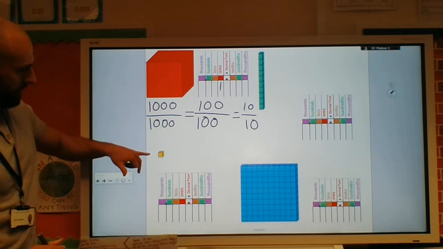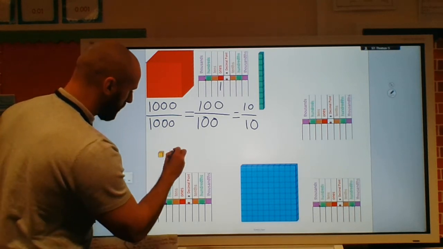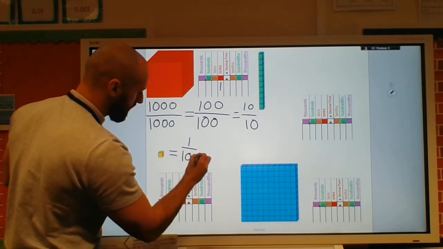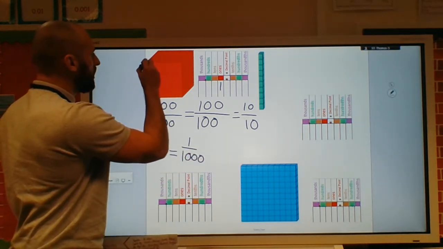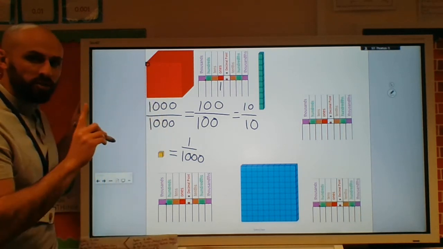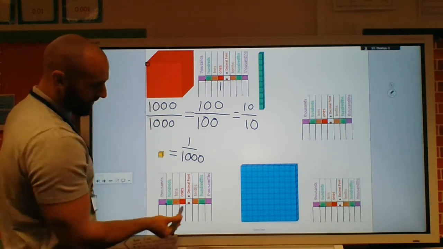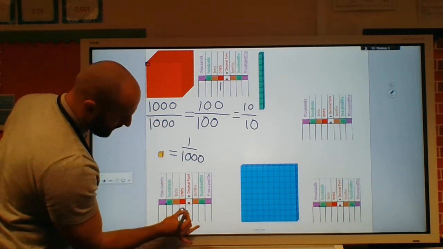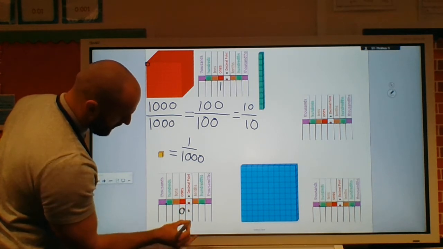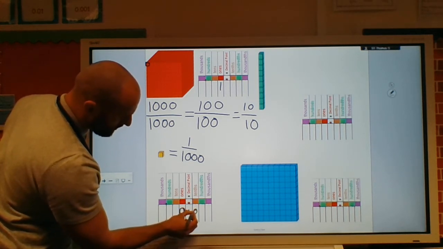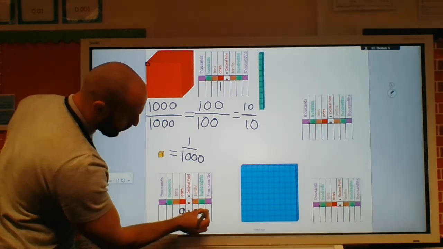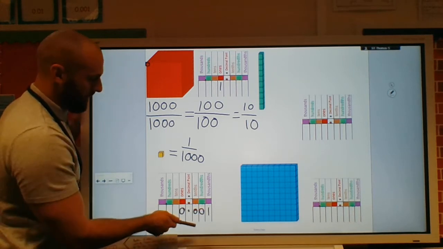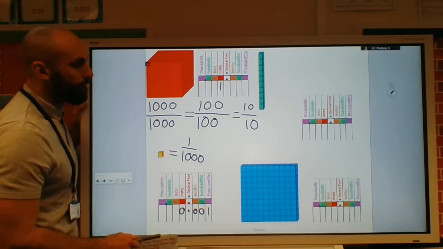And then this little part here, this is 1,000th, because it's just one part of the whole, 1,000th. So I look at my place value chart, I have no whole numbers at all, decimal point, no tenths, no hundredths, just 1,000th. So that's how I write it as a fraction and a decimal fraction. They're equivalent to each other.